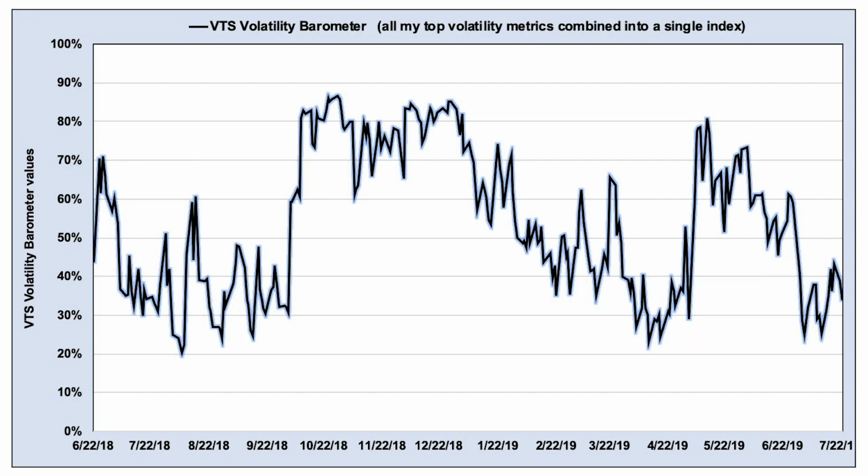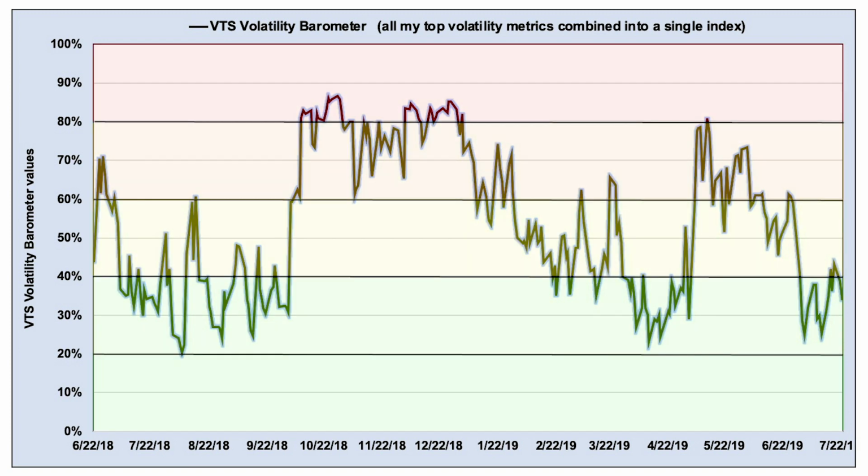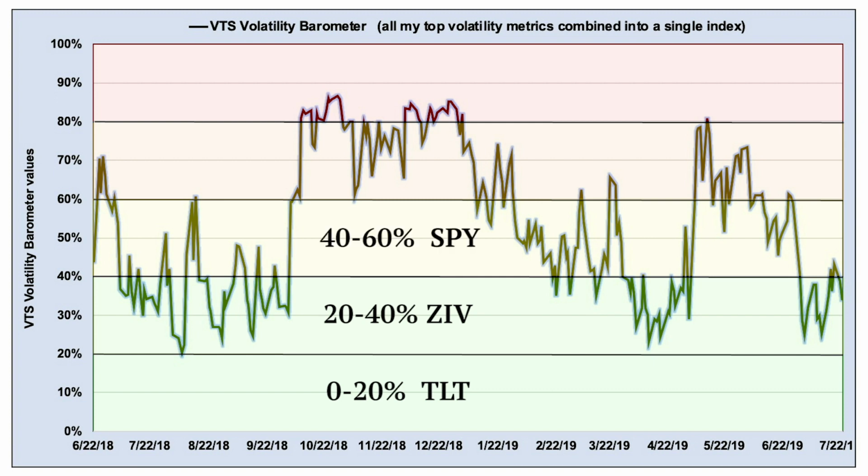Now the volatility barometer is my comprehensive volatility index that I've created, which is quite familiar to the VTS community at this point. There's a dedicated video for it here if you want to check it out. It gives readings from 0 to 100%, and then when divided into 20% sections, whatever section the volatility barometer value is trading in, there's a specific ETF I hold that I feel gives the best performance. 0 to 20% is the TLT, 20 to 40% is ZIV, 40 to 60% SPY, 60 to 80% TLT again, and then above 80% it's the VXY.